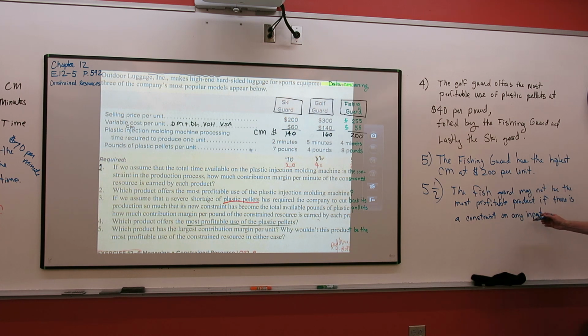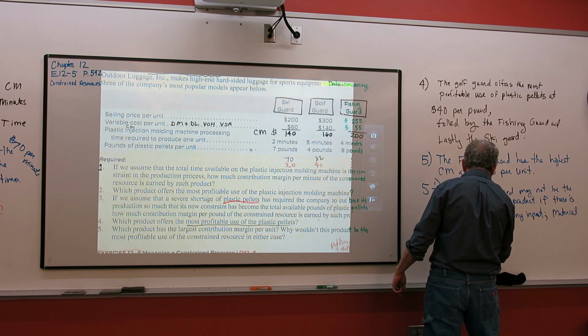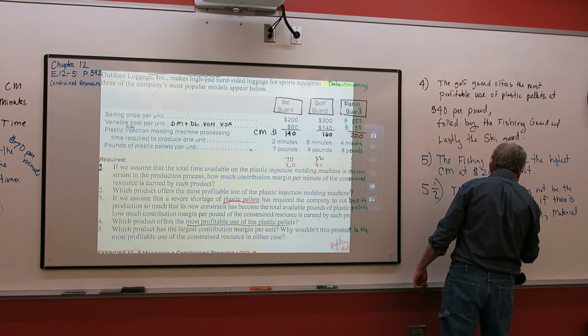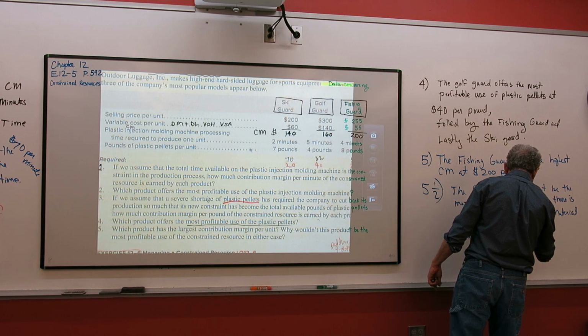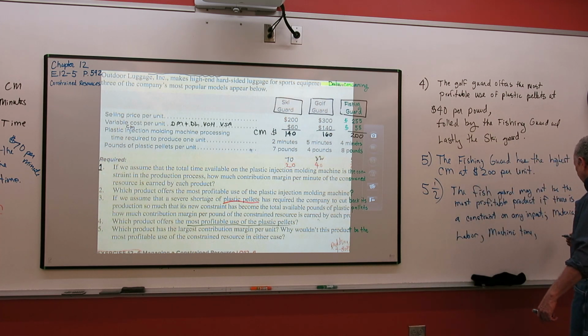What do I mean by any input? The any input can be, again, a material. It can be labor. It can be machine time. And it could be even electricity, a variable overhead electric. Any of these. Again, the fishing guard may not be the most profitable product if there is a constraint on any input. And the inputs I'm talking about: material, labor, machine time, electricity, any of those.